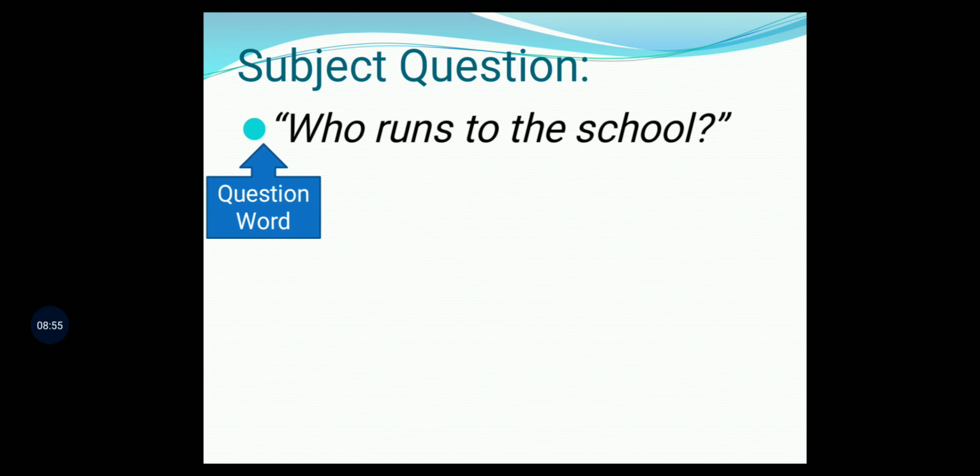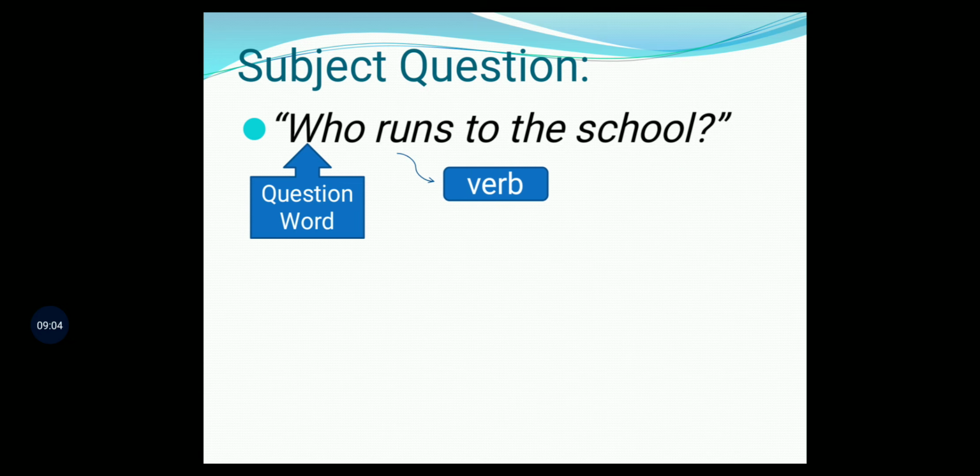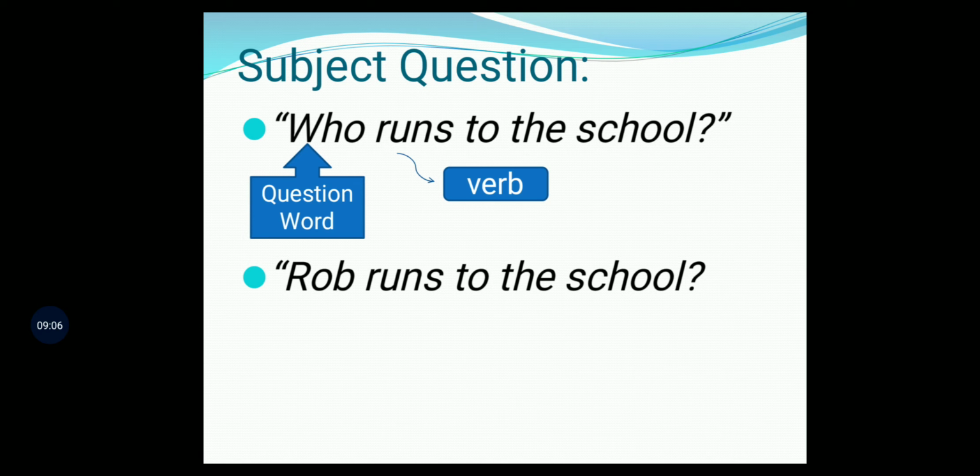So for instance, you see this question here, who runs to the school? In this case, the question word is who, runs is nothing but the verb, and the rest of the part is the rest of the sentence. Similarly, in the next instance, we have Rob runs to the school. This is the answer. Rob is the subject here. So in subject questions, you have the question word, and in the answer, you get the subject. So who runs to the school? We see the answer to be Rob runs to the school.